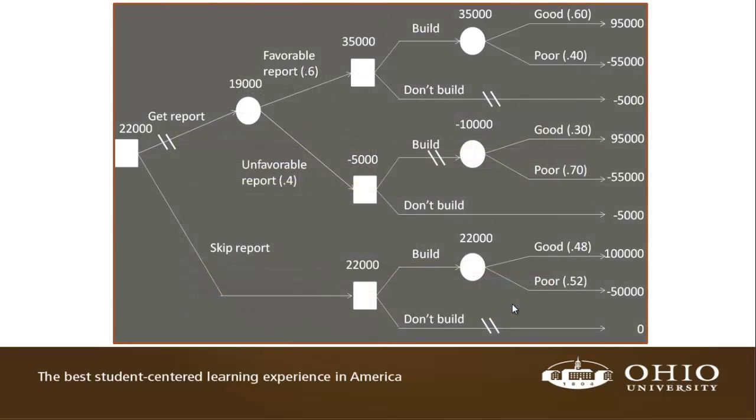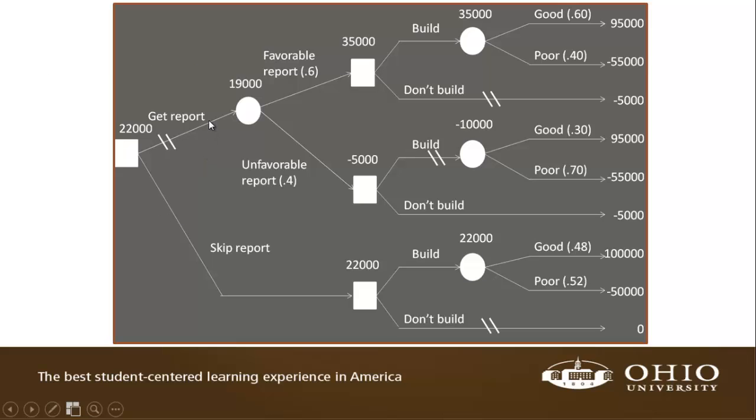Here we have a picture of that tree. Let's talk about where all this stuff comes from. Remember that a box indicates a decision point. So the very first decision that the property owner must make is whether or not to buy the report.